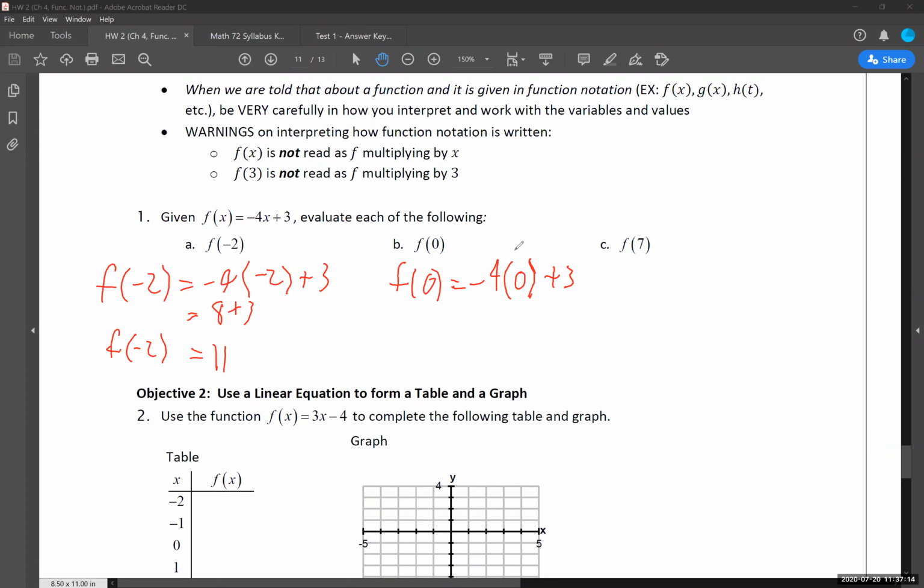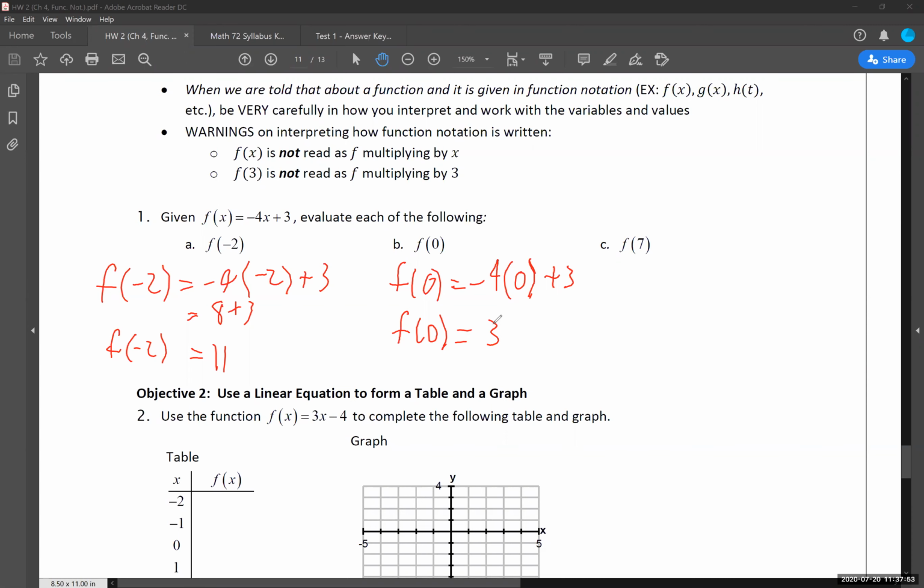There we go. So in our second example for part B, f of 0, 0 is our input value. So wherever an x shows up in our equation, I'm substituting that x with a 0. So f of 0 is equal to negative 4 times 0 plus 3. Well, negative 4 times 0 is just going to be 0. 0 plus 3 is going to be 3. So f of 0 is 3. And we'd follow the same process with part C. We plug in 7, and we find our answer from there.